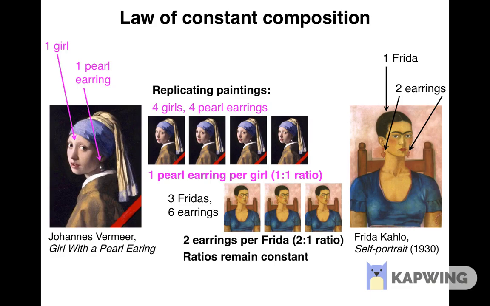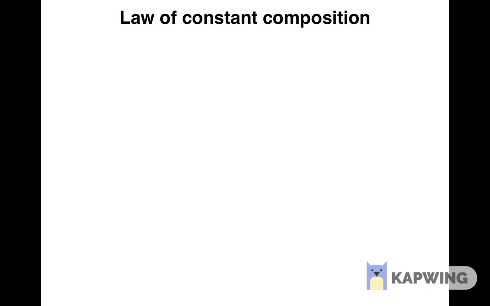In both cases, we have been replicating a basic unit, one painting, and this meant replicating all of its components, the girls and the corresponding earrings. When we did this, the ratio of the number of earrings to the number of girls did not change, although the total number of girls and the total number of earrings did change. The same observation holds true when instead of a basic unit that consists of a fixed number of girls and earrings, we take a basic unit that consists of a fixed number of atoms of different chemical elements.